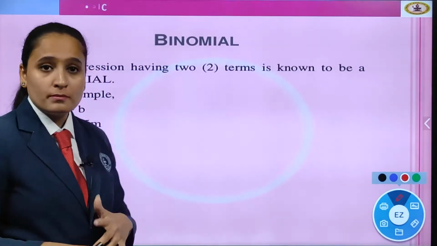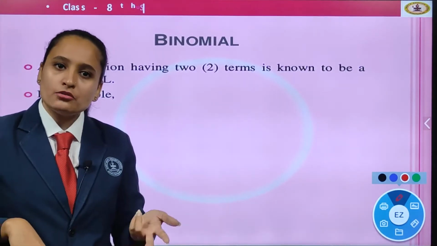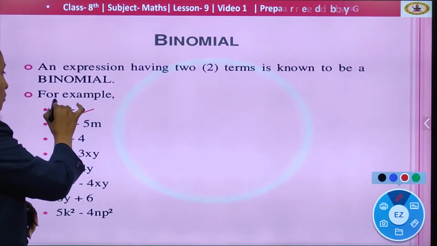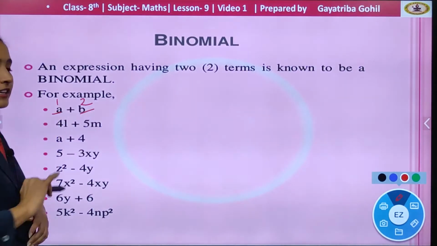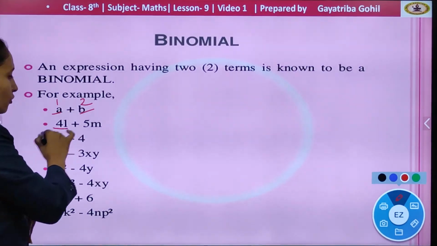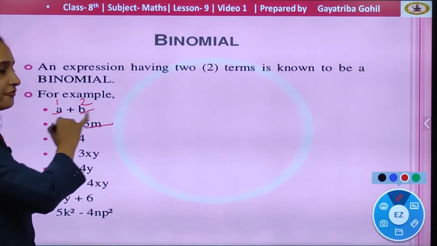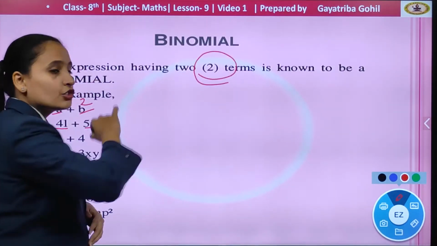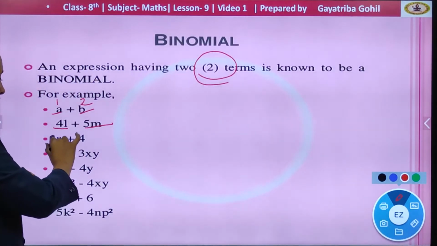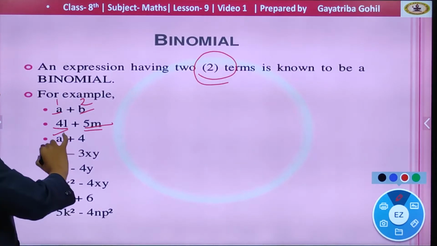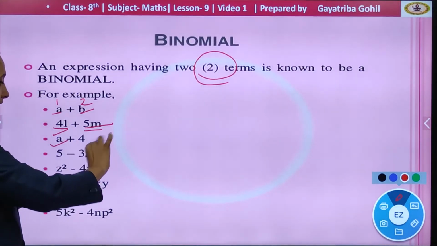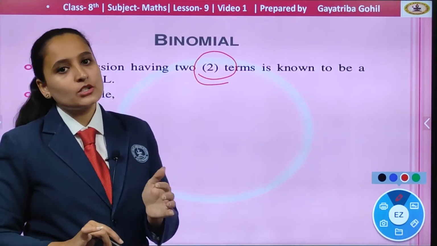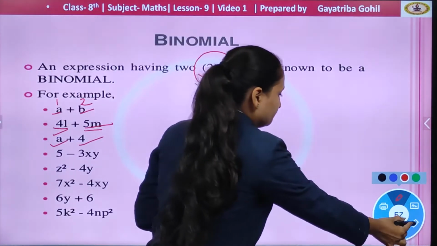Similarly, we have binomial. What is the difference? There will be two terms, like a plus b. First one is a, second one is b. 4l, one term, 5m, second term. Means there should be two terms. See, a plus 4, 5 minus 3xy. Each of these has two terms in them. That is why they are called binomials.